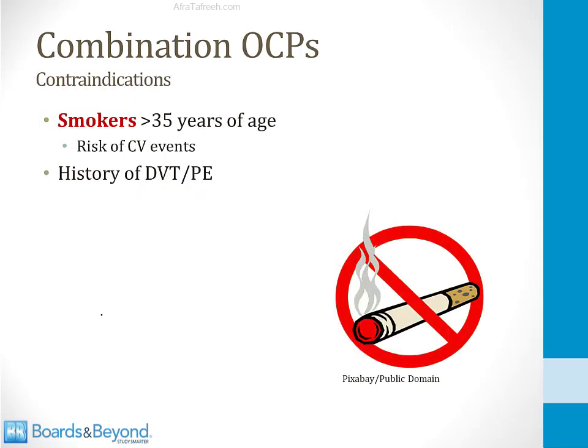There are 2 absolute contraindications to oral contraceptive pills, and those both relate to the risk of thrombosis. So in smokers who are over 35 years of age, oral contraceptive pills are contraindicated. This is because the risk of cardiovascular events and thrombosis is too high. In addition, women who have a history of a DVT or a PE also cannot take oral contraceptive pills because the risk of a second thrombosis is too high. And that concludes our module on the female reproductive hormones.